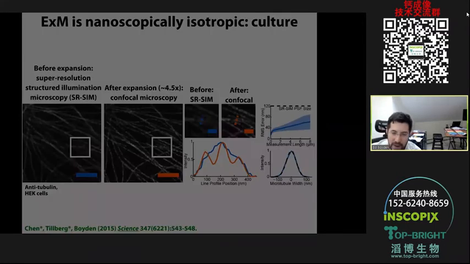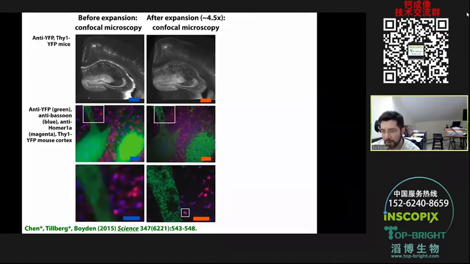But even with 4.5-fold expansion, there are many things we can do that are difficult or even impossible to do with other methods. So here's a piece of mouse brain tissue that's pretty large. With the scale bar, you can see the cortex and the hippocampus. The left column is unexpanded, the right column is expanded. And we zoom in basically from top to bottom. Each white square is blown up into the picture below.